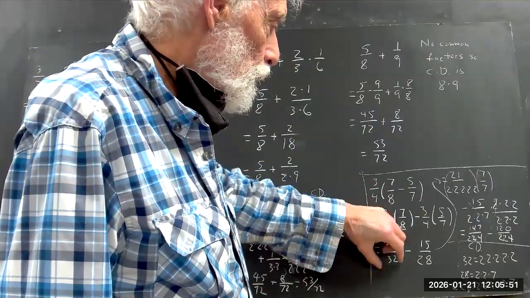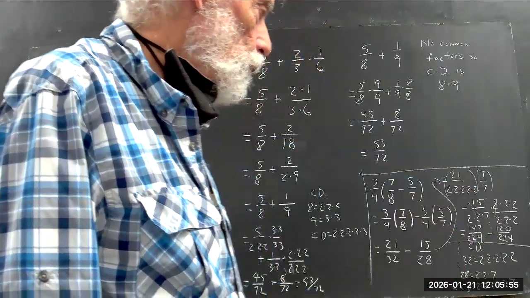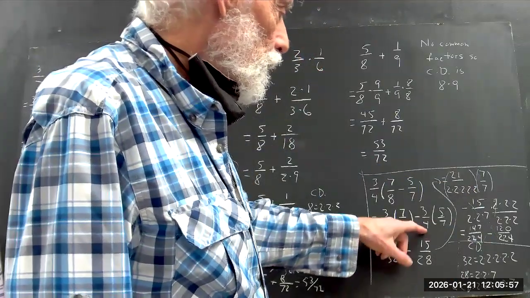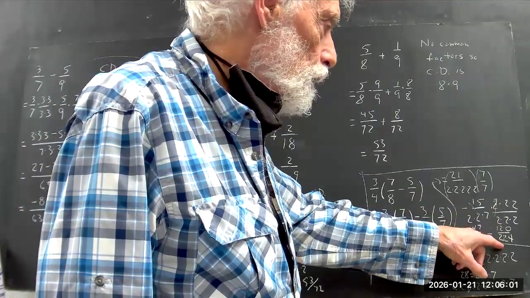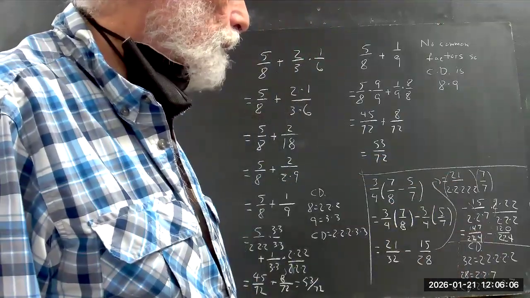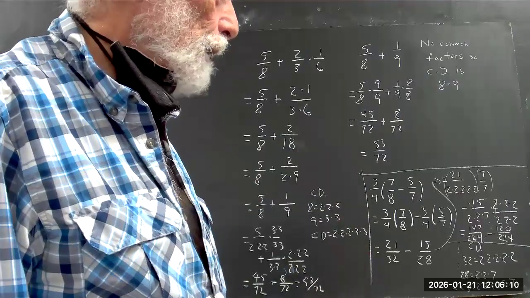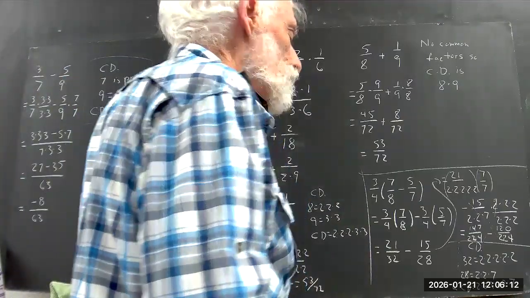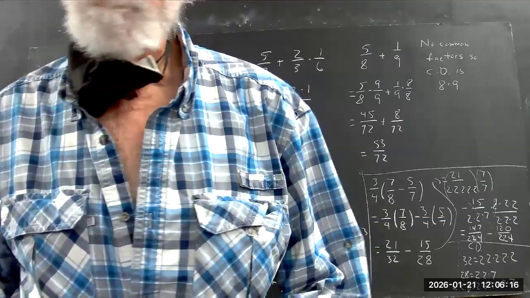And that takes care of my 21 over 32. It comes out 147 over 224. Similarly, the 15 over 28 comes out 120 over 224. And if my arithmetic is correct, then you can finish that easily. You're going to end up with 27 over 224, and that will reduce. And I'm not going to write down that step. Okay?